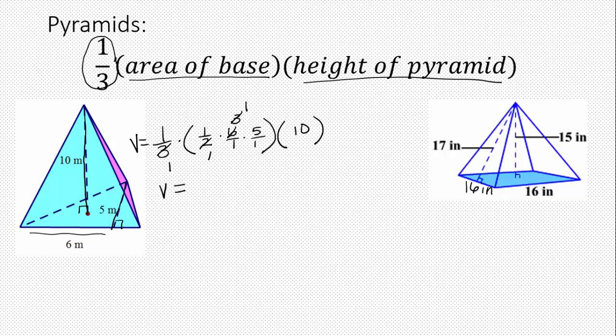So all that's left is 5 times 10, which is 50. And since it's volume, it's measured in cubic units. So these are cubic meters in this case. All right, let's try this new formula for the square pyramid over here. Remember that we're going to do volume is equal to 1/3 always, area of the base times the height.